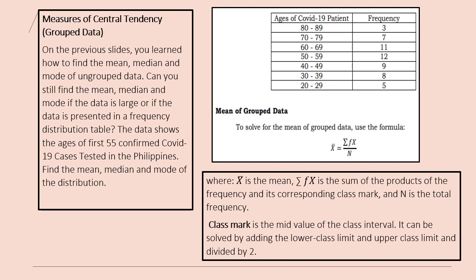First, take a look at the table of ages of COVID-19 patients. This is the frequency table, with frequencies 3, 7, 11, 12, 9, 8, 5. Mean of grouped data: to solve the mean for grouped data, we use the formula mean equals the summation of f times x over n, where x̄ is the mean, the summation of fx is the sum of the products of the frequency and its corresponding class mark, and n is the total frequency. The class mark is the midvalue of the class interval. It can be solved by adding the lower class limit and upper class limit, divided by 2.